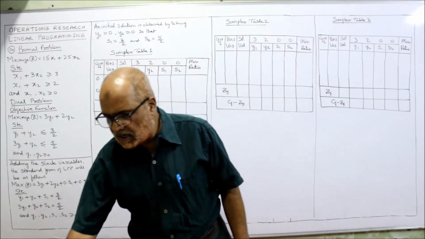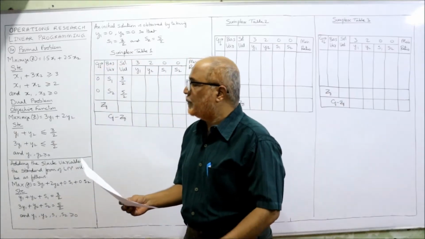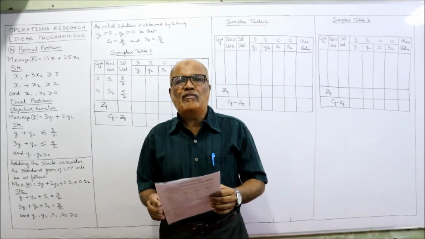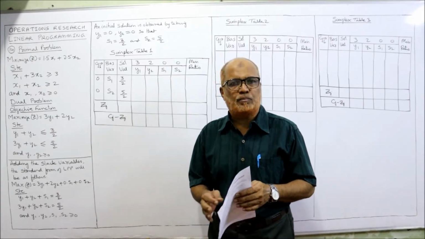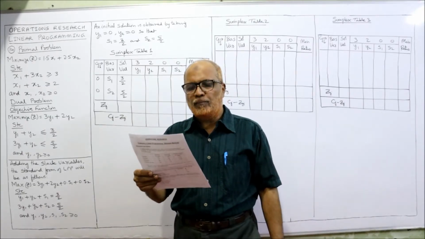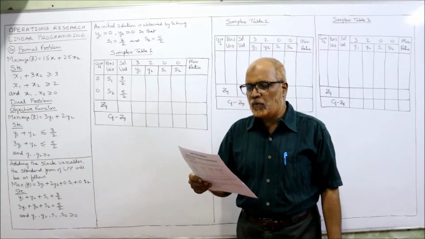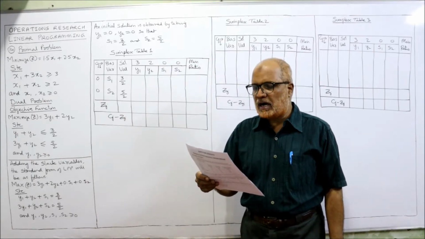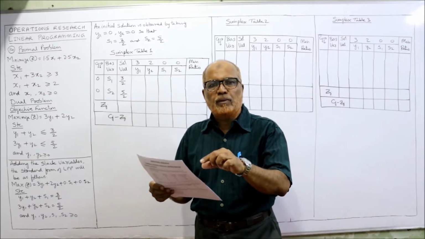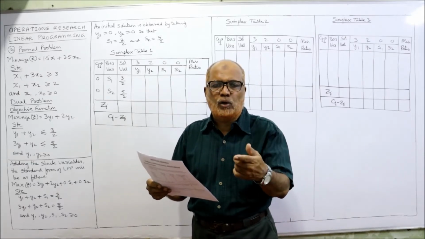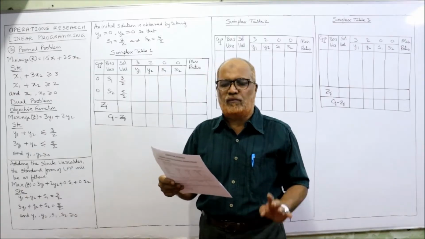Now, before starting the 14th problem, I expect my viewers to have a printout of the problems which I have given in the link under my description. So see the 14th problem. Solve the following linear programming problem by simplex method after converting primal to dual. That means primal problem is given, we have to convert it into dual and then dual has to be solved.